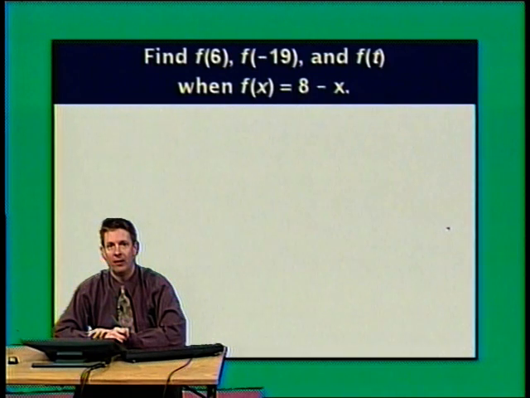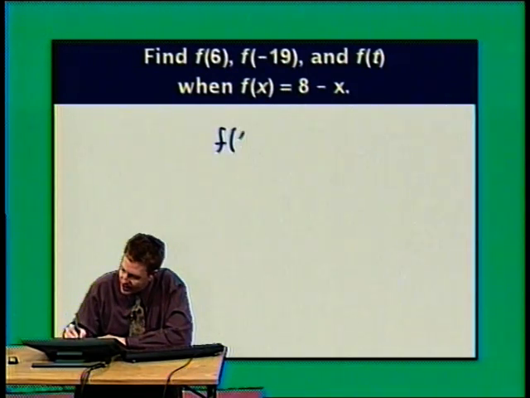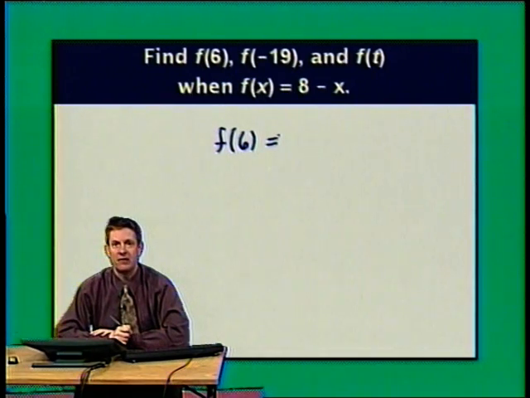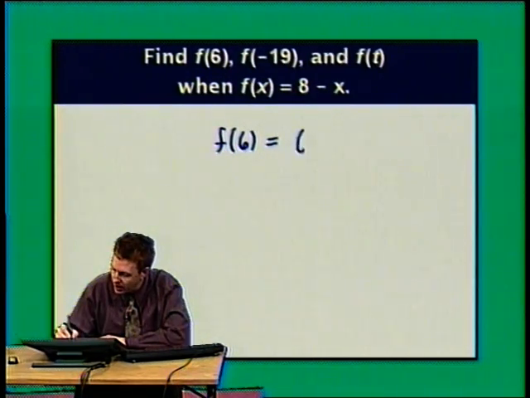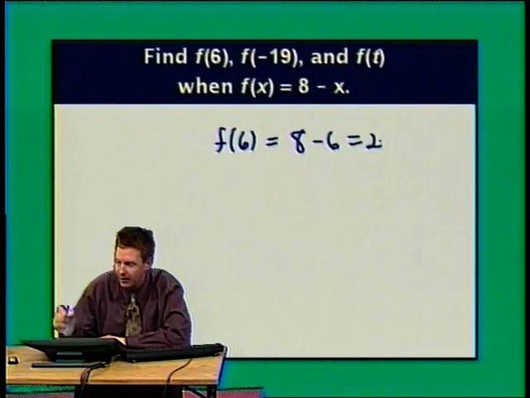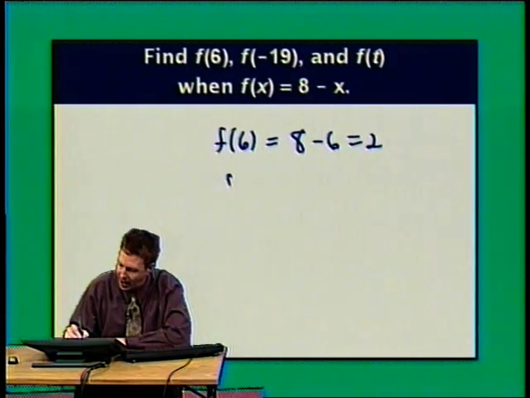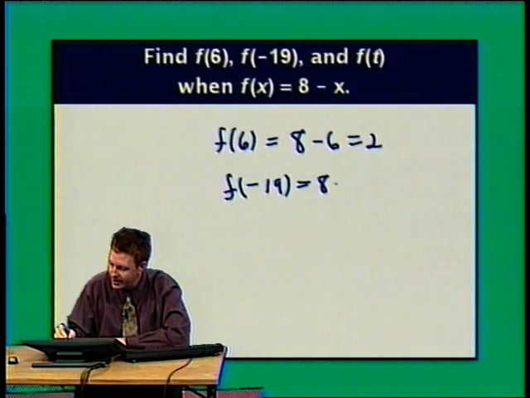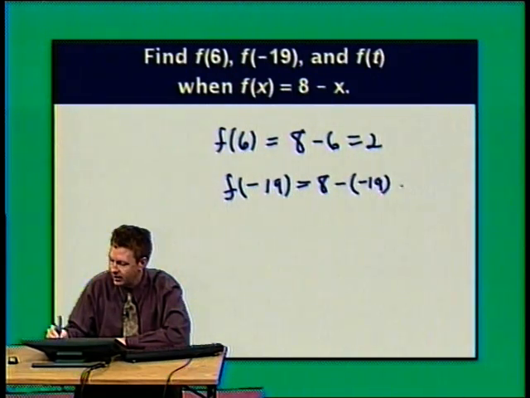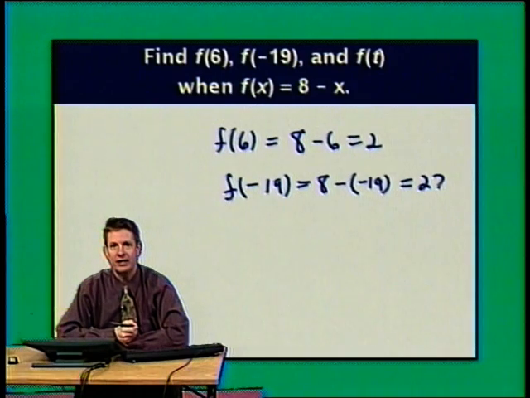One last example. Let's find f of 6, f of -19, and f of t when f of x equals 8 minus x. Well, f of 6, our formula tells us basically that we need to subtract the value of x from 8. So f of 6 is going to be the result of subtracting 6 from 8. And that result is 2. How about f of -19? Well, we need to subtract -19 from 8. And that's going to result in 27.